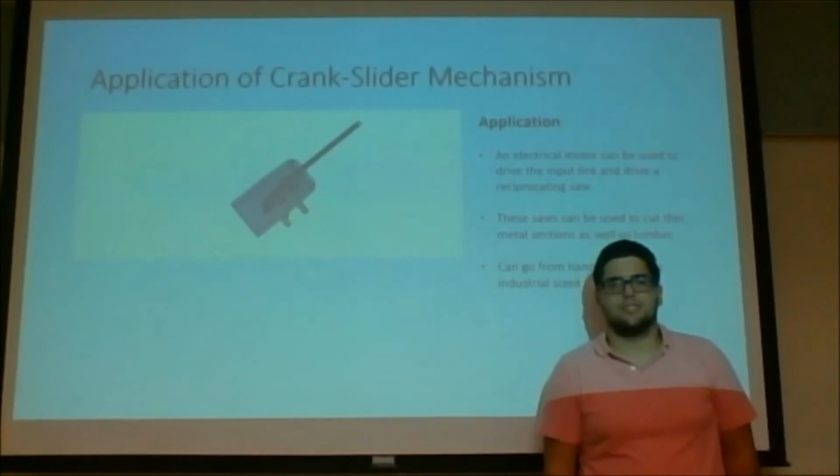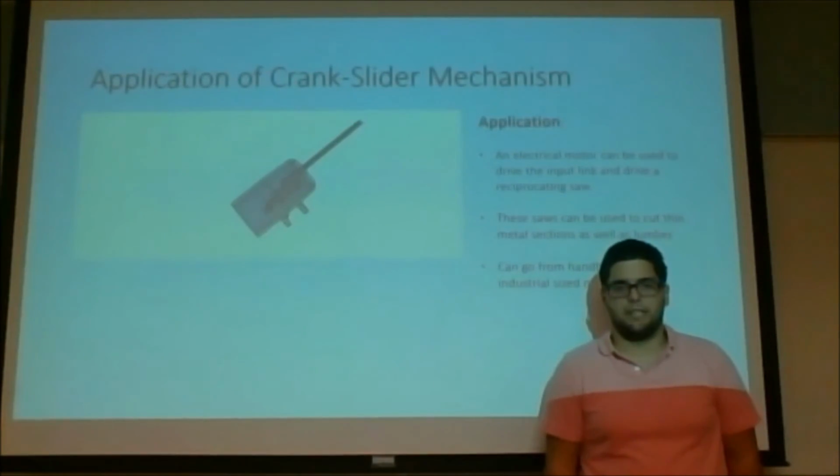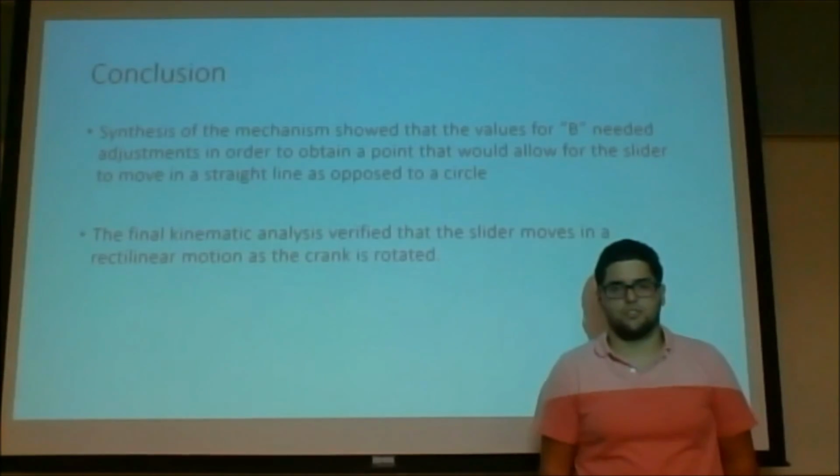In conclusion, the synthesis of the mechanism showed that the values for B needed adjustments in order to obtain a point that would allow the slider to move in a straight line as opposed to a circle. The final kinematic analysis verified that the slider moves in a rectilinear motion as the crank is rotated.